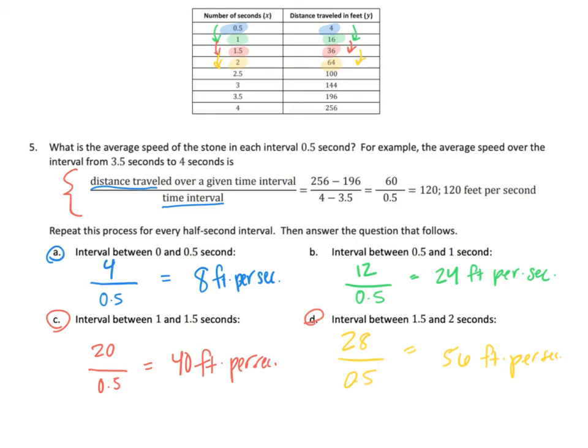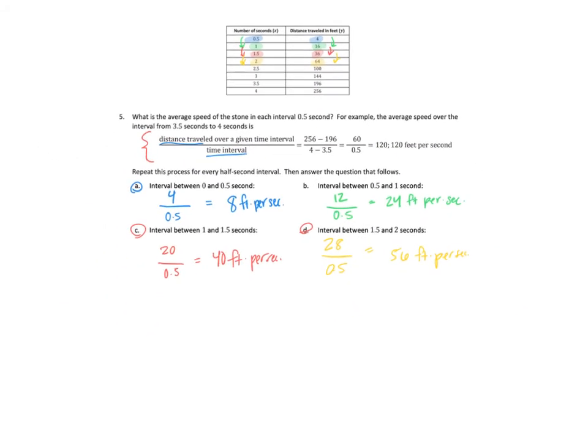So we just found the different averages for these time intervals that they have given us. And what we're going to do with this information is draw some conclusions. We're going to compare the average speeds. Over each interval, if we go from here to here to here to here, what are we increasing by each time?